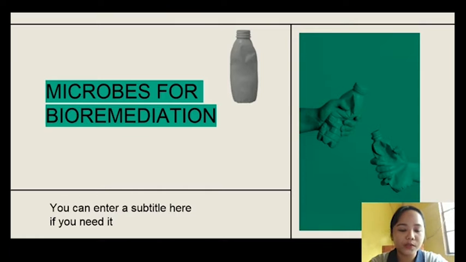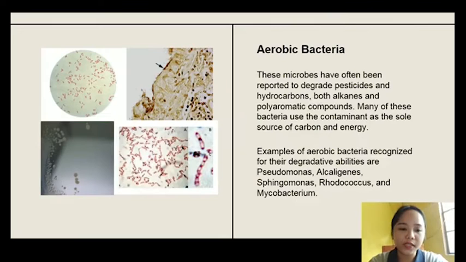The first microbe is the aerobic bacteria. These microbes have often been reported to degrade pesticides and hydrocarbons, both alkanes and polyaromatic compounds. Many of these bacteria use the contaminant as the sole source of carbon and energy. Examples of aerobic bacteria recognized for their degradative abilities are Pseudomonas, Alcaligenes, Sphingomonas, Rhodococcus, and Mycobacterium.